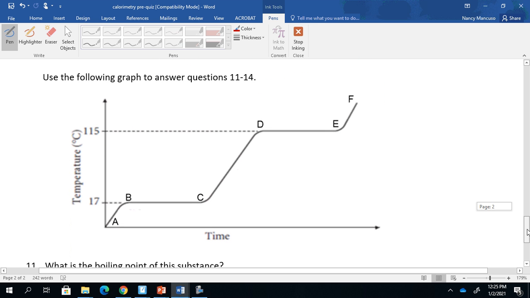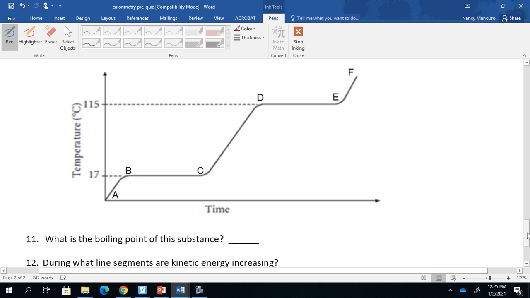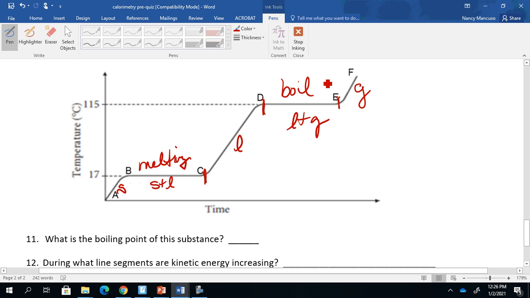So the end of our pre-quiz is some graphing problems. So what is the boiling point of this substance? All right, so before I start, I like to label these. So I know down here where it's cool, it's a solid, and here it's a liquid, and here it's a gas. In this combination, this is where it is melting. So if it's melting, I've got a combination of solid and liquid still. By the time it gets to this point, it will be all changed into a liquid. And then from here to here, it's both a liquid and a gas because it is boiling or vaporizing. So the boiling point is this temperature right across from the second plateau. So 115 degrees Celsius.